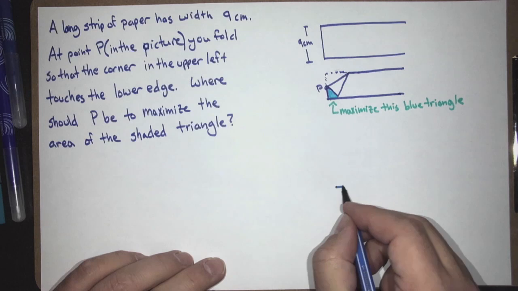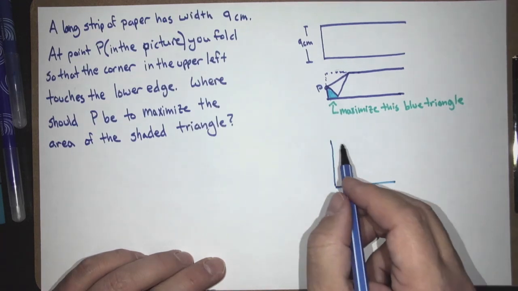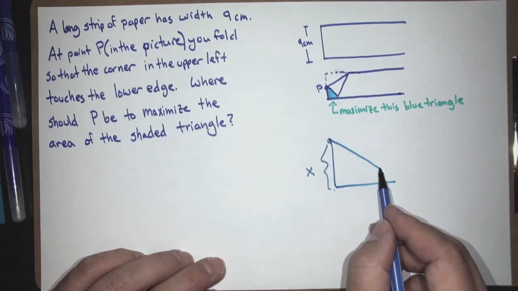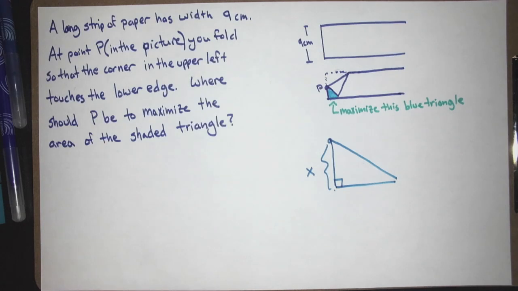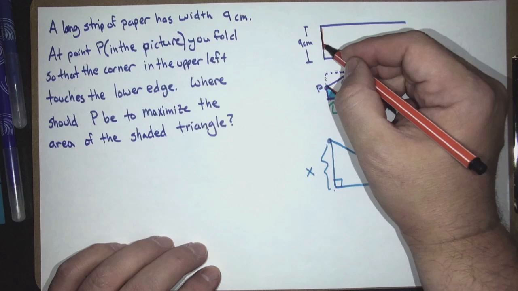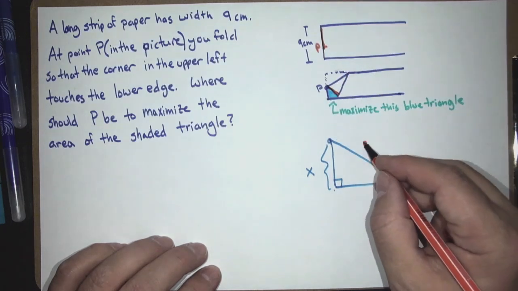So let's blow this triangle up. And let's call the length up to point P, let's just call this length x. And on a side note, it is a right triangle. Do we know one of the other two sides? And why do we know it? The hypotenuse would be 9 minus x, wouldn't it? If you think about where this comes from, this part is coming from the part that got folded over. So this is 9 minus x.